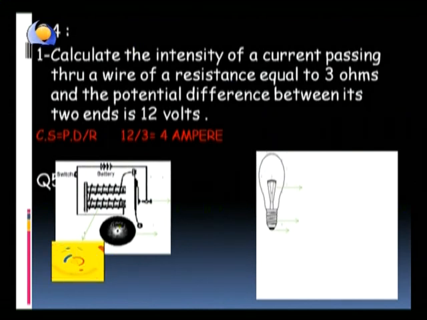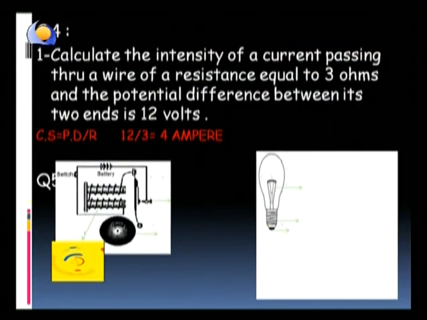Calculate the intensity of a current passing through a wire of a resistance equal to 3 ohms, and the potential difference between its two ends is 12 volts. Intensity of the current, the same as current strength. So current strength equals potential difference over R, R is the resistance, equals 12 over 3 equals 4 ampere. They ask you sometimes to find resistance or to find potential difference. You just have to change the mathematical formula, the mathematical formula of potential difference or of resistance.